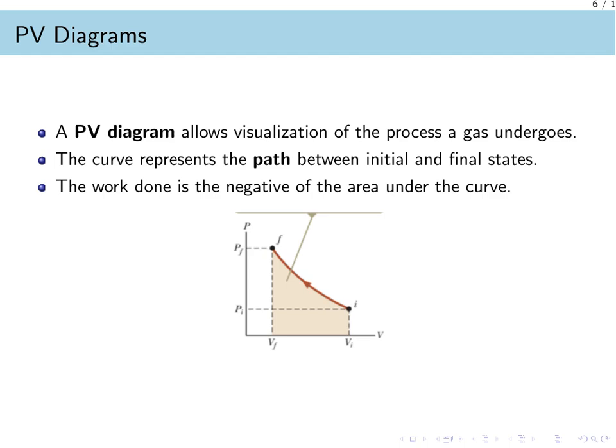Based on our integral definition, the work done on the gas is equal to the negative of the area under this curve. In the example shown on the slide, the gas is being compressed from a larger initial volume to a smaller final volume. The shaded region represents the magnitude of the work, and because the volume is decreasing, the work done on the gas is positive.